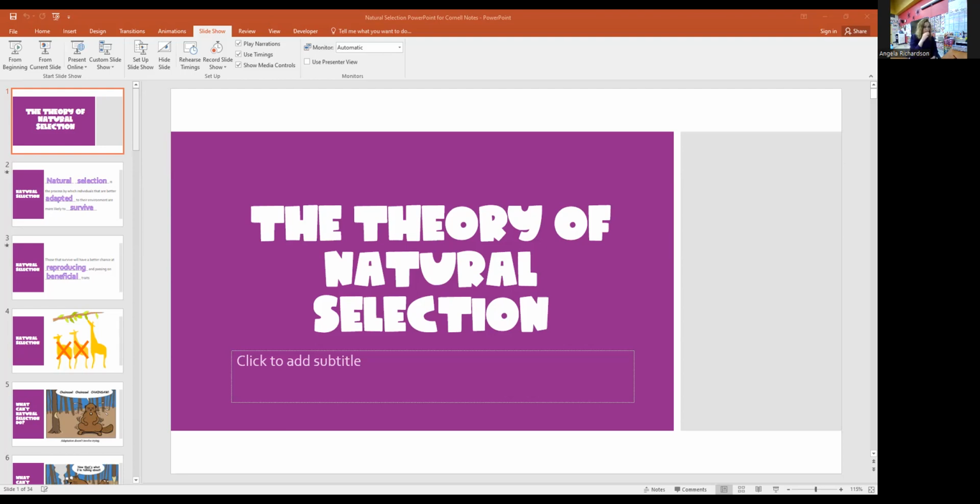And then what do you guys think is going to happen to the moth population? Is it going to go back to more light colored moths in the population, less dark colored? Is it going to stay about 50-50? Okay, I want you guys to think about what's going to happen with that.